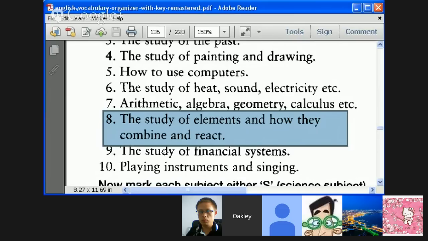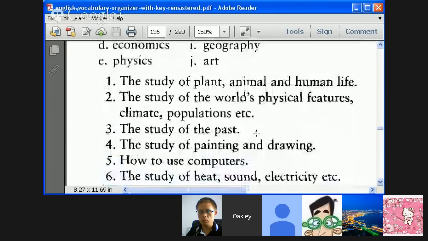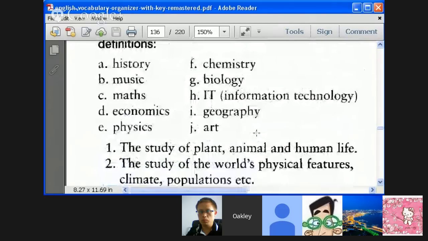Casey, number 8. The study of elements and how they combine and react. Okay, that would be chemistry. Indeed, absolutely.